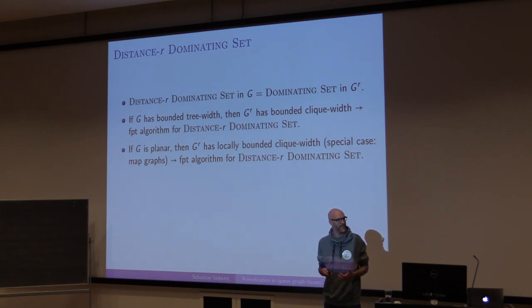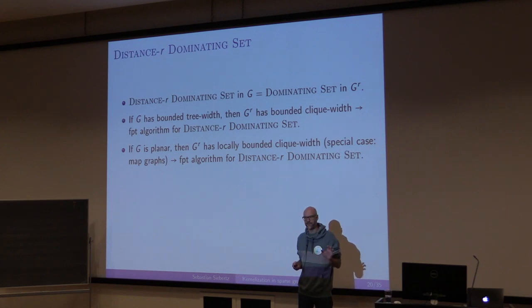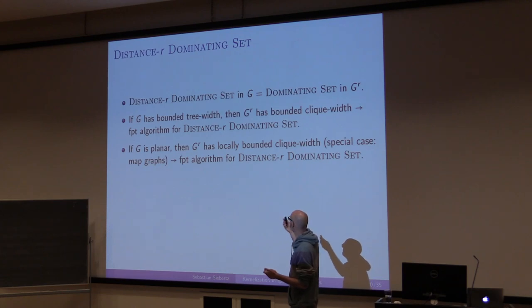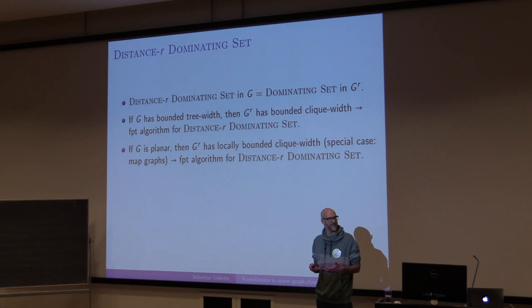And again, I get an FPT algorithm for distance r dominating set by the observation, if I look for a dominating set of size k, or a distance r dominating set of size k, then the graph cannot have too large diameter. Yeah, every vertex can dominate like r on the left, r on the right. So in total, if the graph has diameter larger than 3kr, then I can give a negative answer. Otherwise, I know that the rth power has bounded cliquewidth, and I can solve the problem in this part.